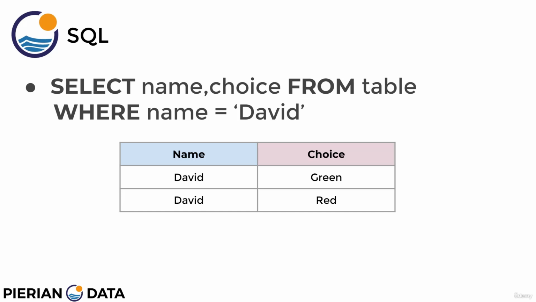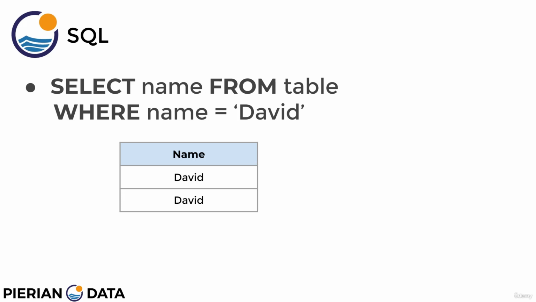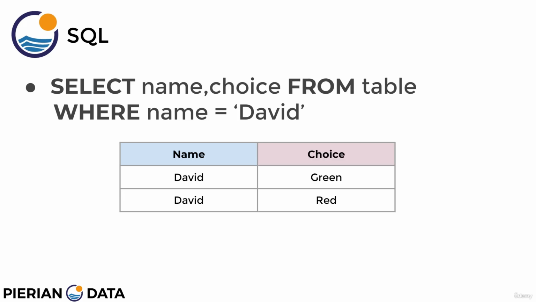Also keep in mind that I selected both the name and the choice column here. I could, if I wanted to, just select the name column from table where name is equal to David, and then I would just get back the entries in the name column. So that's not terribly useful. So keep in mind you're probably going to ask for more than just the column where you're filtering these conditions, just as asking for name and choice.